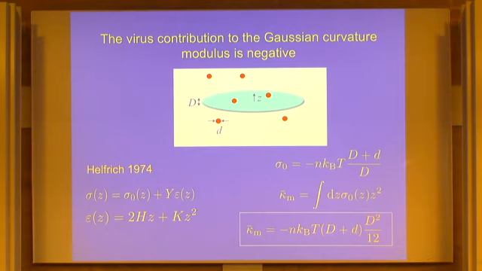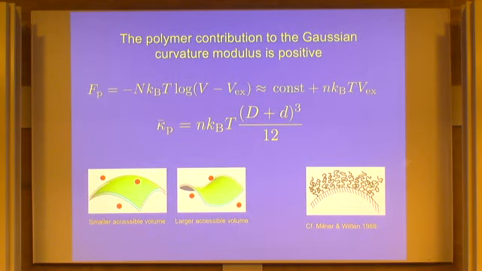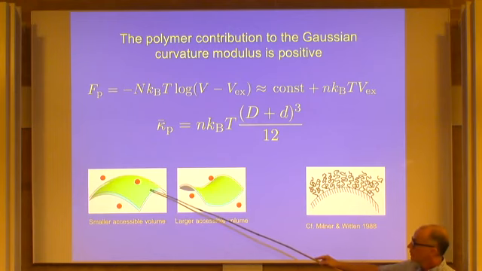So the intrinsic contribution to the Gaussian curvature modulus from Helfrich's argument, and adding some of this depletion stuff, is negative. There's another contribution which has to do with these polymers. The polymers are free to move around in space, and we have to account for their entropy as well. And we simply use Asakura and Oosawa's argument for calculating the free energy. We calculate how the accessible volume depends on the curved shape of the membrane.